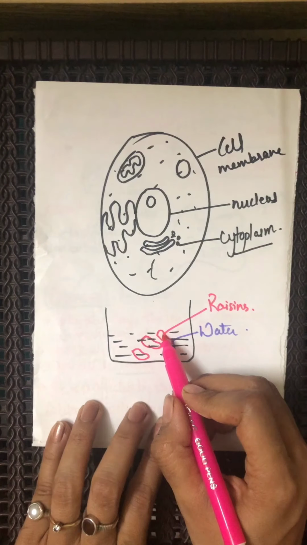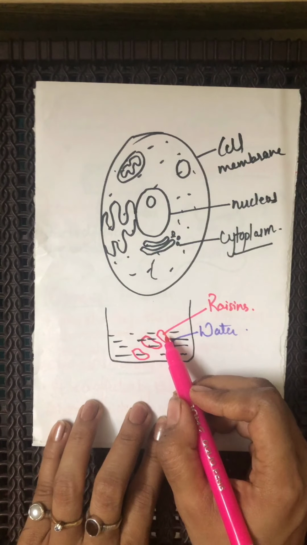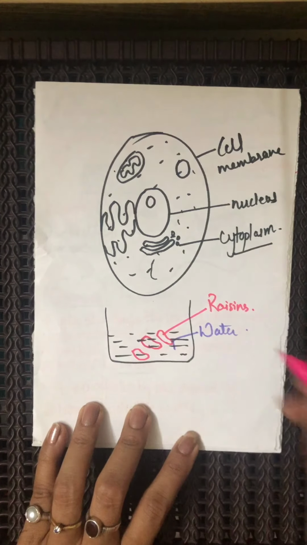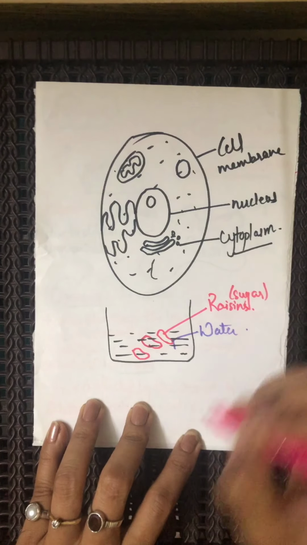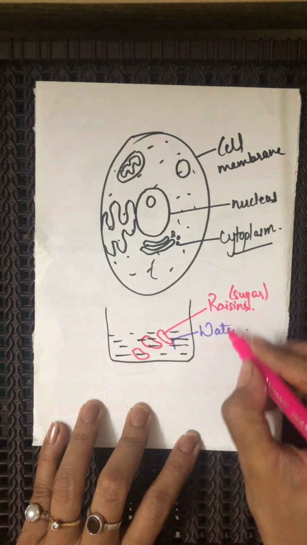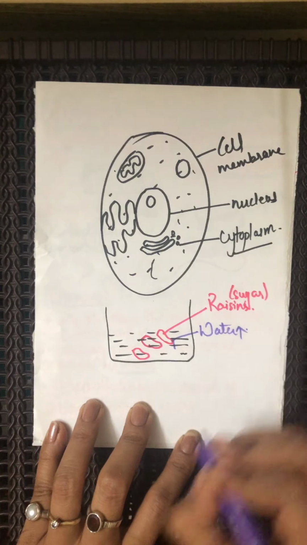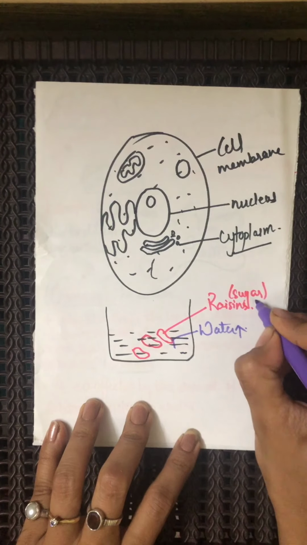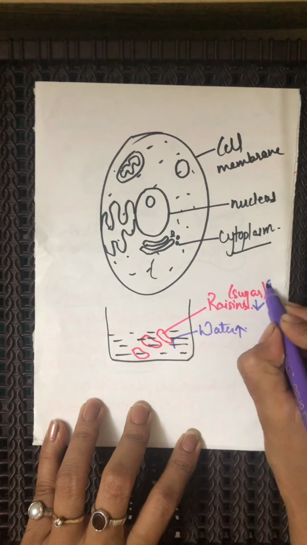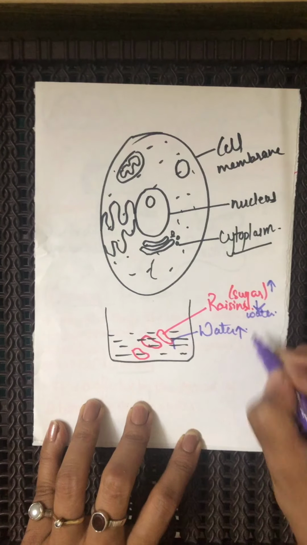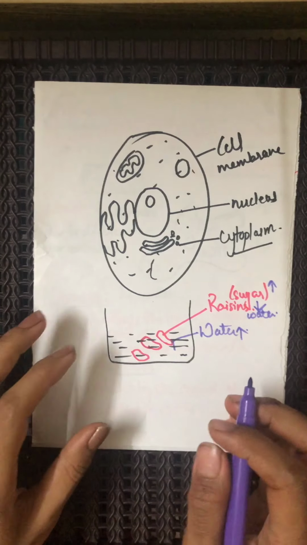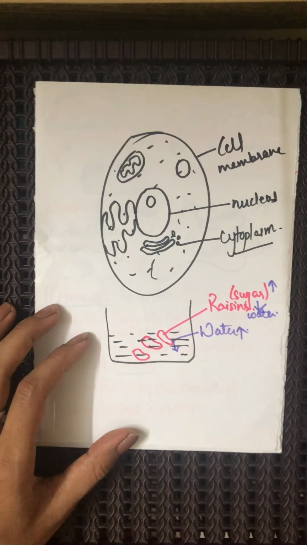Now the raisins have less amount of water, and they are filled with sugar. The container is filled with water. So where is the concentration of water more? In the container the concentration of water is more, and in the raisins the concentration of water is less. In the raisins the concentration of sugar is more, but the concentration of water is less. We will understand this concept in detail in the next part.